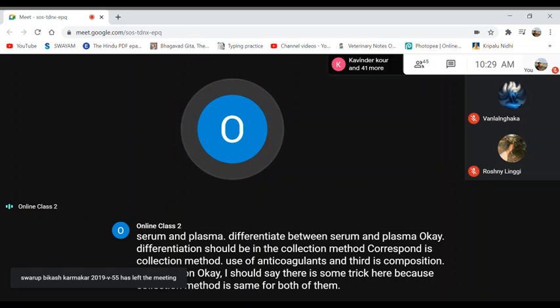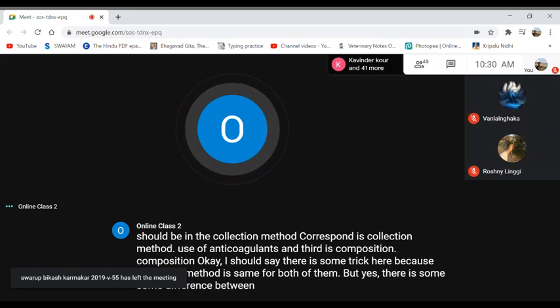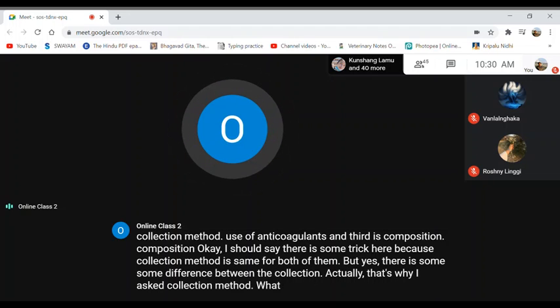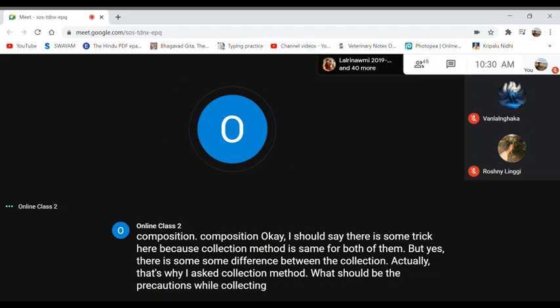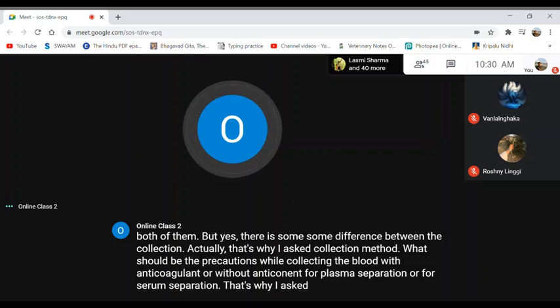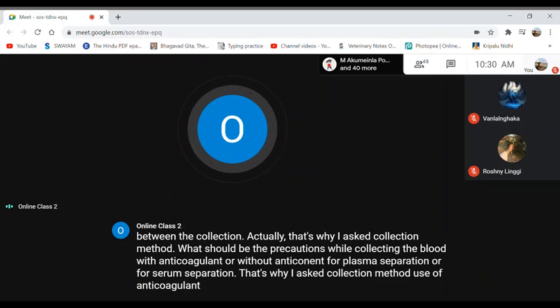But yes, there is some difference in the collection actually. That's why I asked for the collection method. What should be the precautions while collecting the blood with anticoagulant or without anticoagulant, for plasma separation or for serum separation? That's why I asked collection method, use of anticoagulants, and third, the important difference in composition.